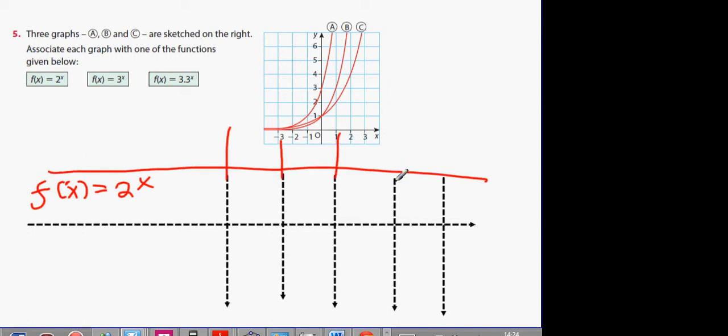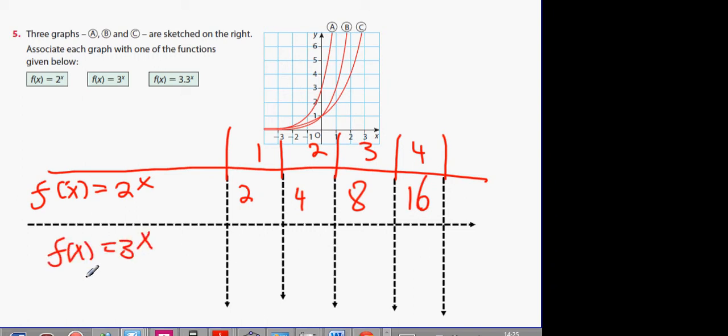Now what I'm doing is I'm going to do this in my head because it's quicker than the calculator. 1, 2, 3, 4. f of 1 is 2 to the power 1, which is, anybody? 2 to the power 1? 2. Everybody happy with that? Replace x with 1. Replace x with 2, what do you get? 4. x with 3? 8. x with 4? 16. Stop there.